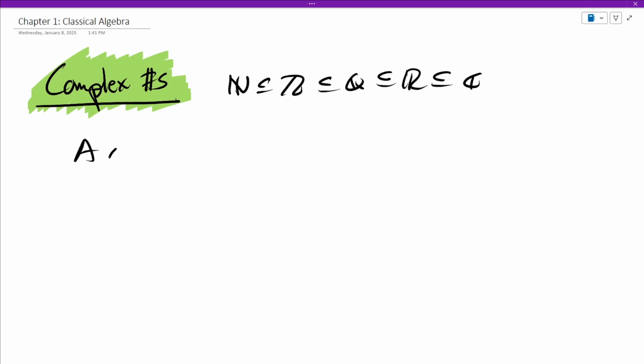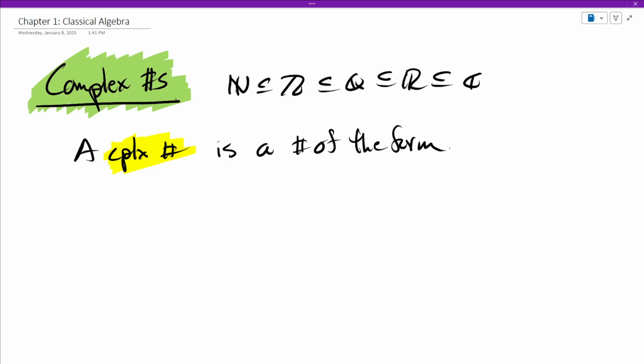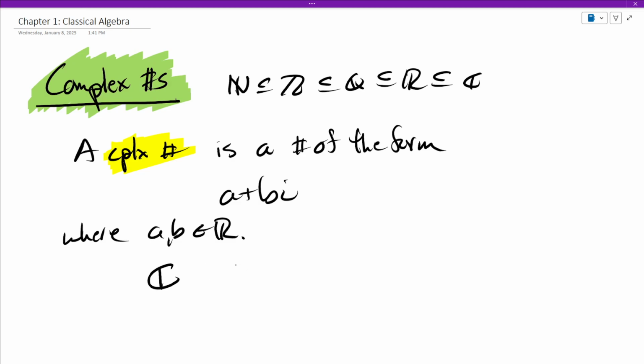So a complex number, and let's highlight this, is a number or a symbol of the form, it's an expression, I guess, a plus bi, where a and b are real numbers. So you have to have seen complex numbers by now, but as a reminder, that's what that is. And the set of all complex numbers is denoted with this blackboard font C, and it's just the collection of all symbols that look like this.